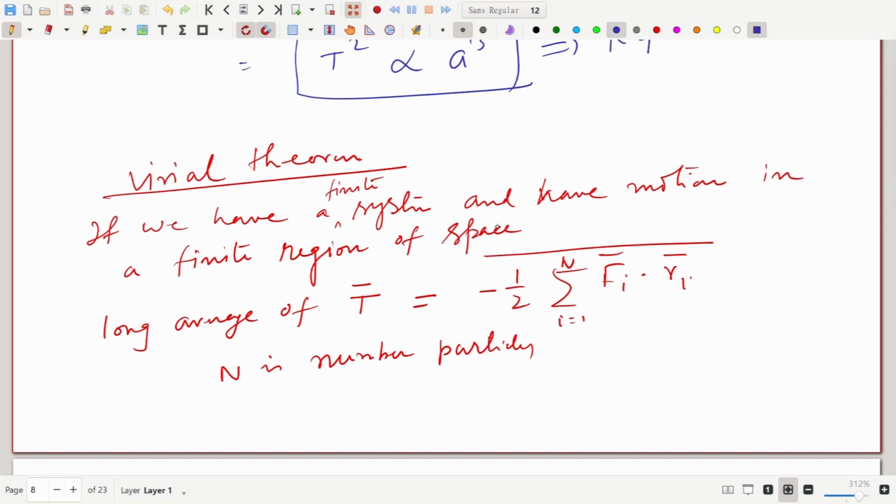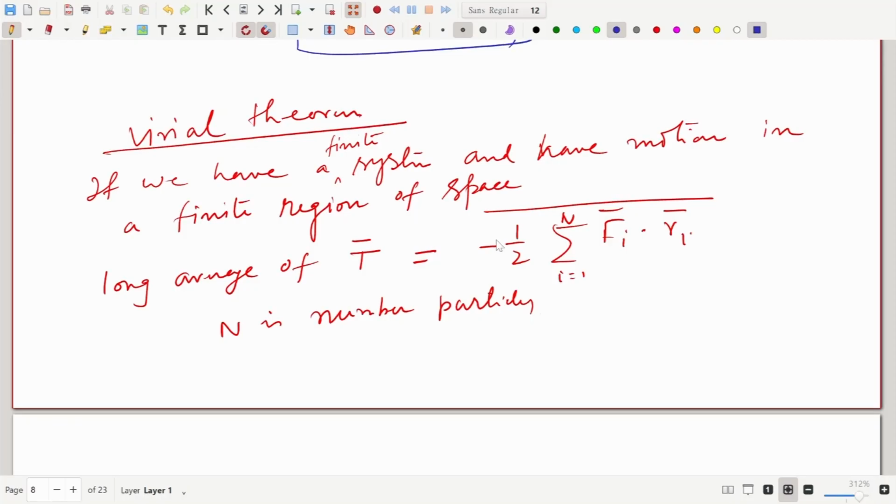Let me repeat. If you have a system of n particles moving in a finite region of space under the influence of a force Fi for the ith particle, then the long time average, if you allow this motion for a long time and consider the time average, mathematically meaning infinite time, of the kinetic energy is minus half times the sum over i equal to 1 to n of the force Fi dot Ri.